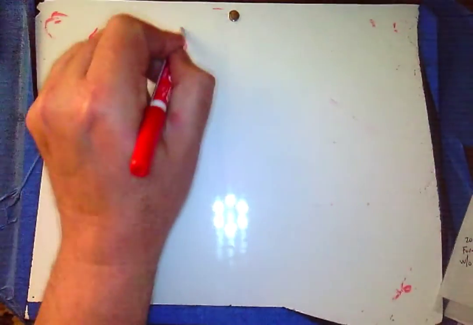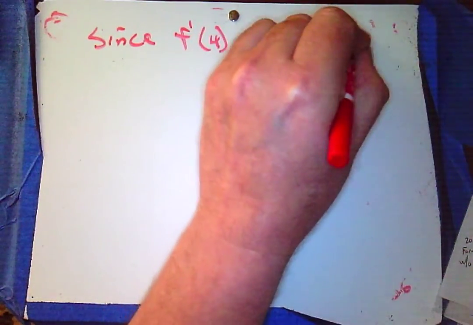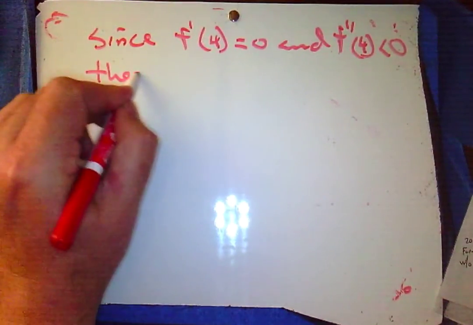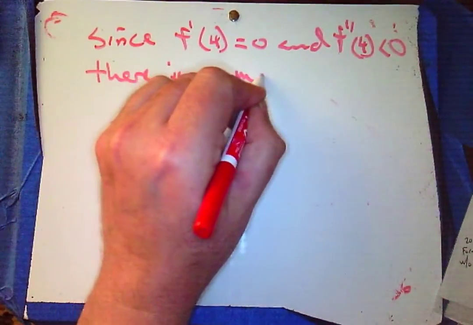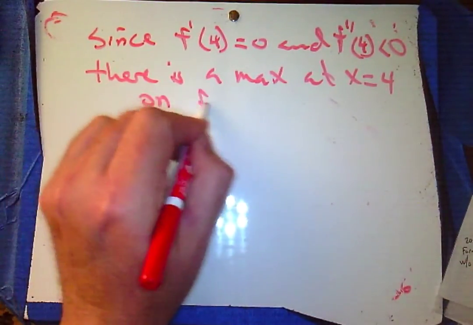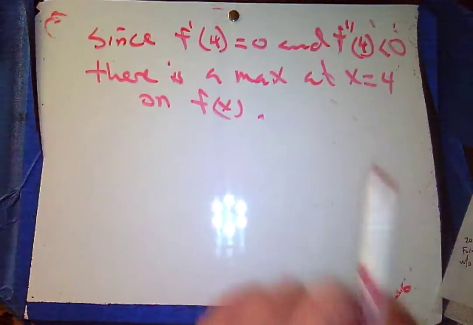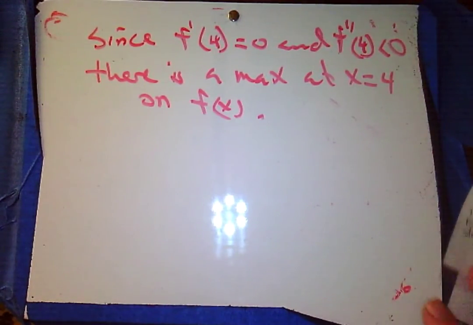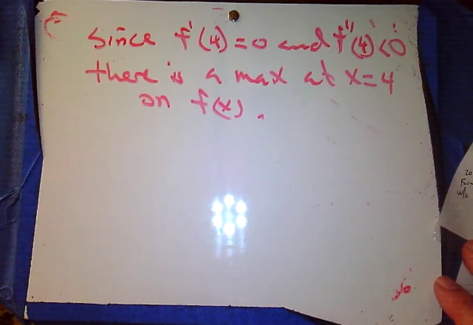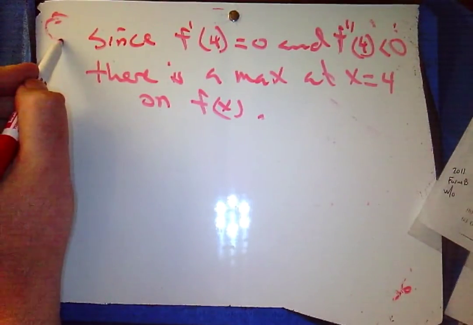Since f prime of 4 equals 0 and f double prime of 4 is less than 0, there is a max at x equals 4 on f of x. Done. That's all the justification I need for the second derivative test. It sort of makes up for having to actually find that second derivative and plug a number into it. Okay, that's part A.